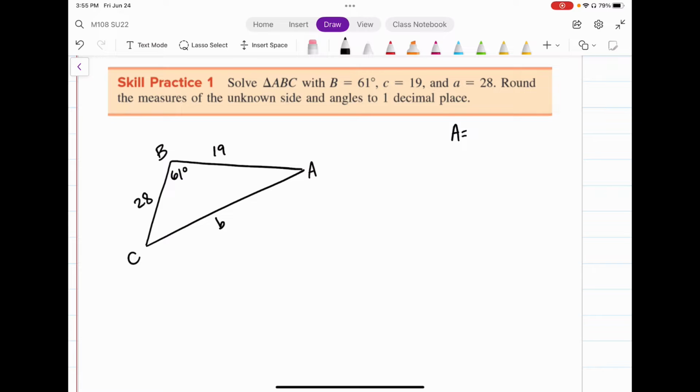Remember, when I'm solving a triangle, I like to list the 6 pieces of information that we need once it's solved. Side A is 28, side C is 19, angle B is 61 degrees. We're going to use the law of cosines to find side B first. And remember that B squared is equal to A squared plus C squared minus 2AC cosine big B.